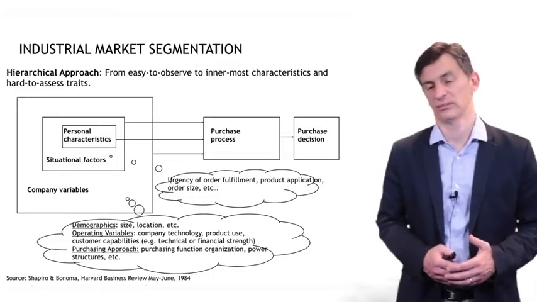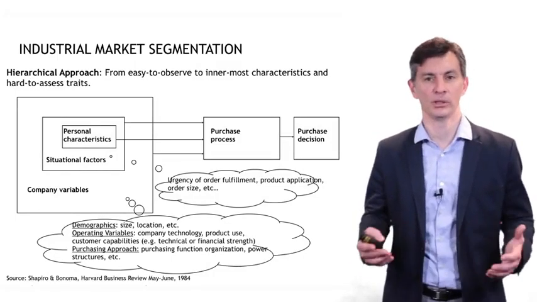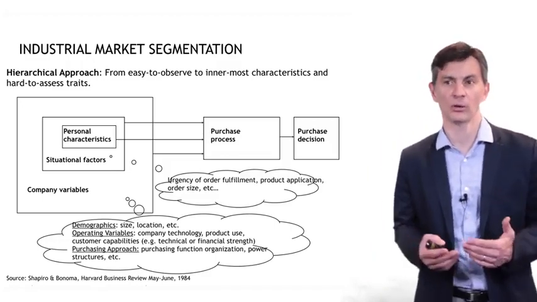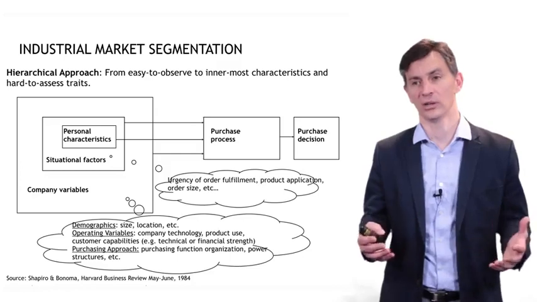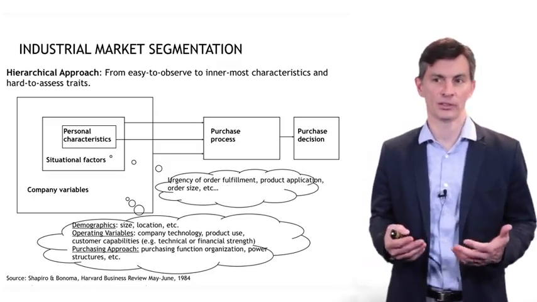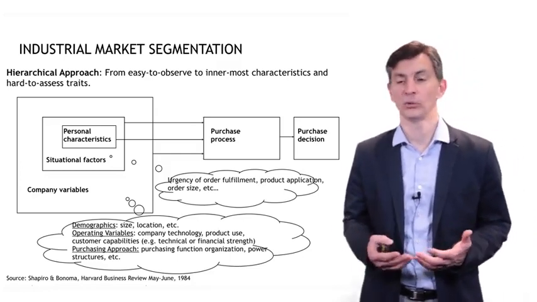Demographic variables such as the company size, the number of employees, the industry sector in which it operates, and even where some of the factories or offices are located will be a first approach. You might also look into operating variables.